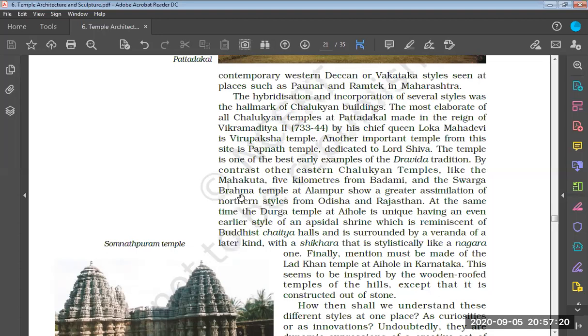So, if you want to read further, you can read. If you are a little tired, then I can continue reading. No, sir. It's all right. Whatever suits you. So you can read now. Okay, no problem. From where, the hybridization and incorporation?